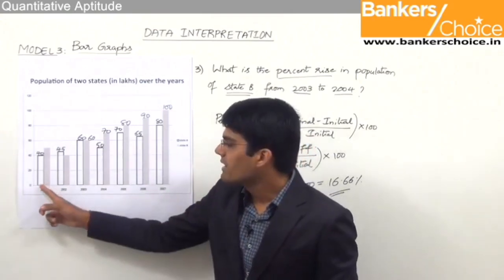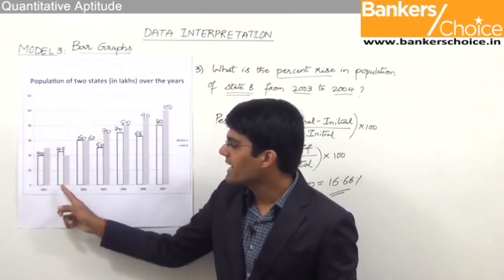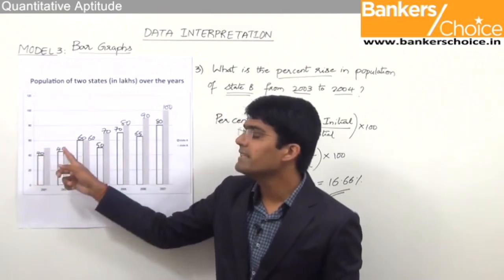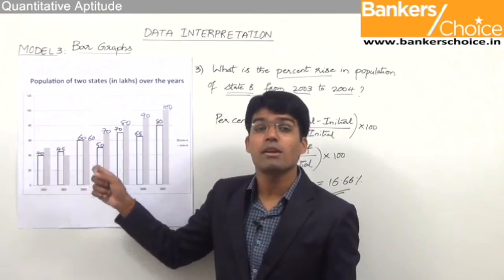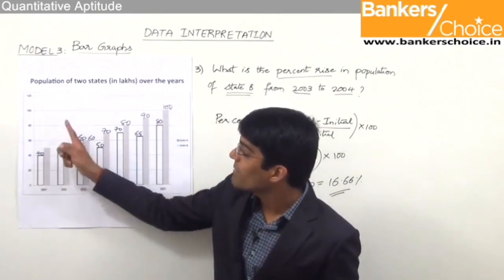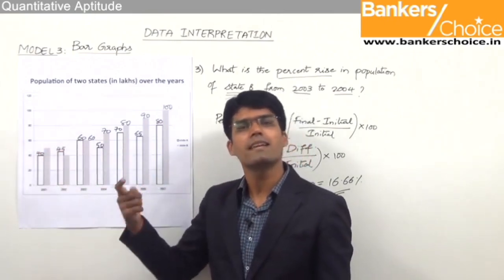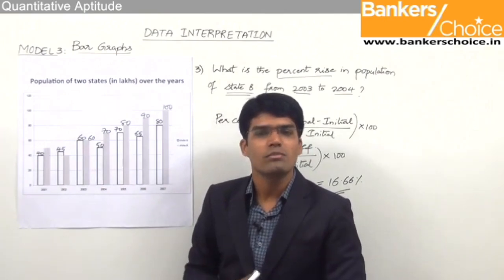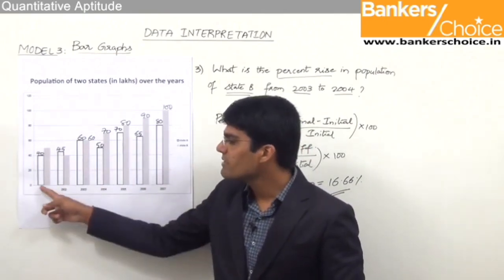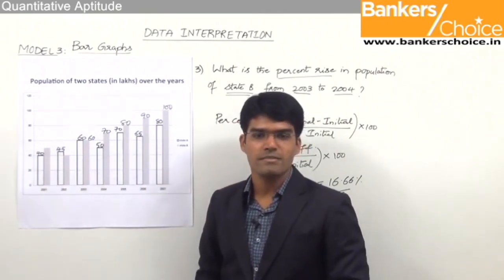Like in the first year, population of state A is 40. In second year it is 45. Now here it is an increase of 5 lakhs. But what is the percentage increase? 5 lakhs by 40 lakhs. 5 by 40 is again 1 by 8. 1 by 8 is 12.5%. So we can say population of state A has increased by 12.5%.